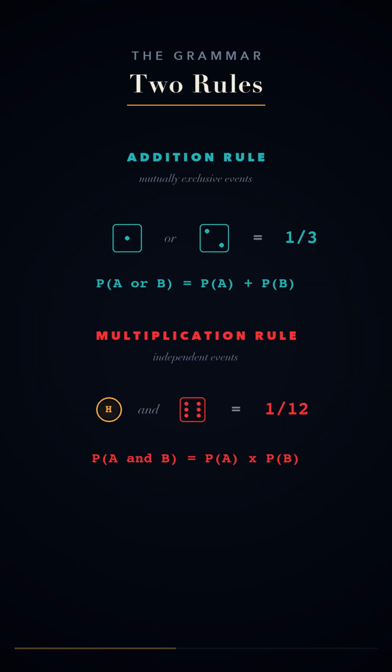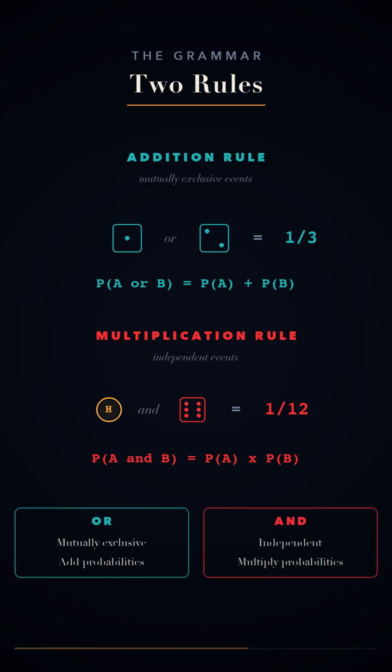If events are independent, the probability of both happening is the product of their individual probabilities. Flip a coin and roll a die. The chance of heads and a 6 is 1/2 times 1/6, which is 1/12.